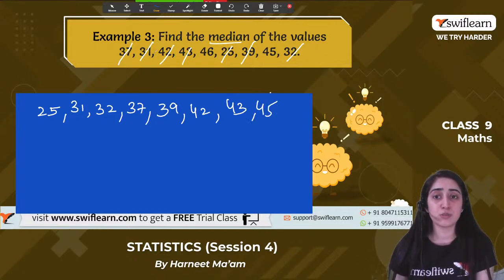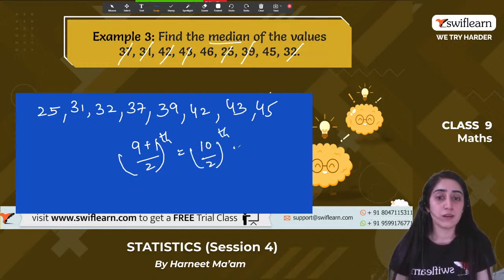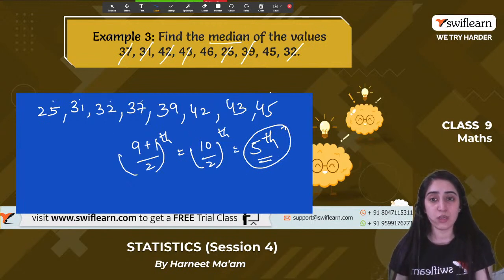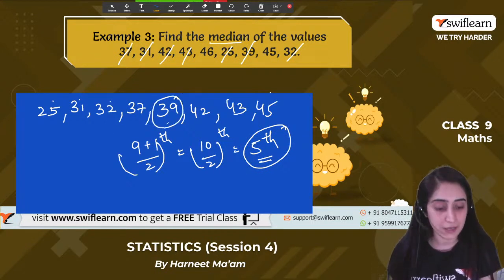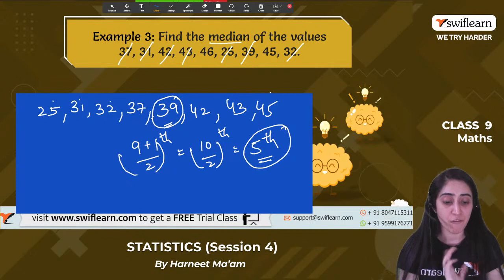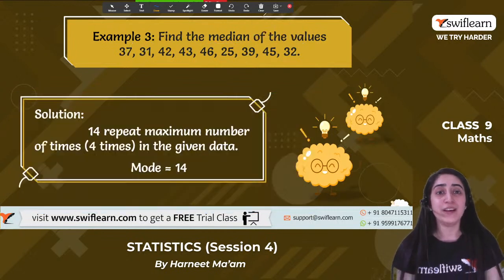How many observations? 1, 2, 3, 4, 5, 6, 7, 8, 9. So 9 plus 1 by 2th. That comes out to be 10 by 2th. That comes out to be 5th value of the observation. So what is 5th? 1, 2, 3, 4, 5. 39 is the answer. Well done, Ankit. Very good. I'm very, very happy with you. All right. So now moving on to the next question.